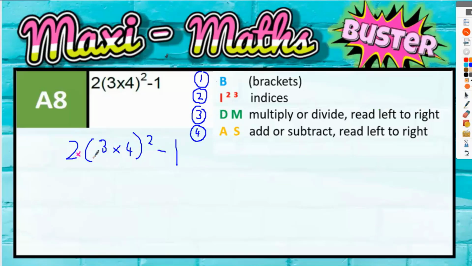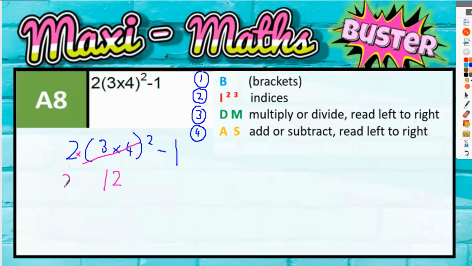So first thing we've got to do is brackets. That's top of the list. So I suggest you cross out the bit that you're doing, especially with a complicated looking one like this. Write your answer to the bit you're doing underneath. So I'm doing the 3 times 4 inside the bracket first, which is 12. And then drop everything else down to the line underneath.